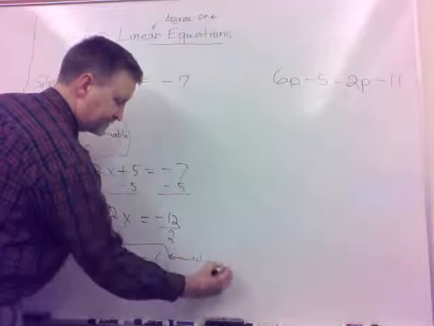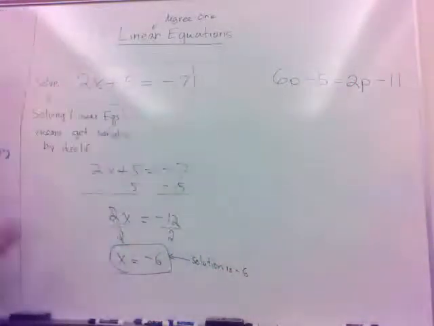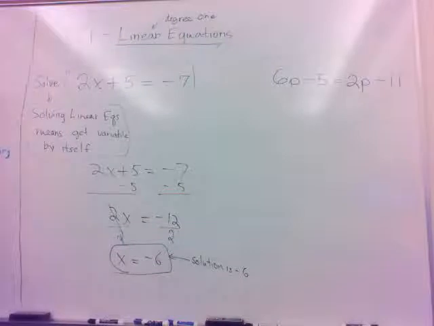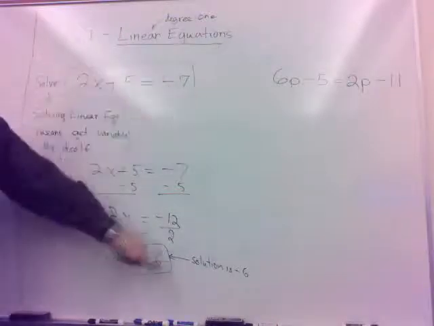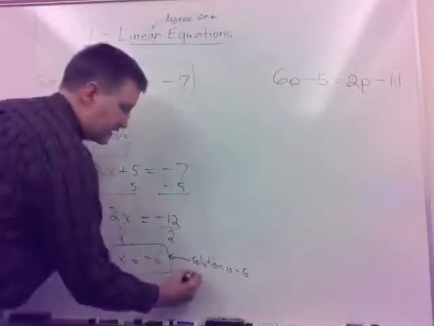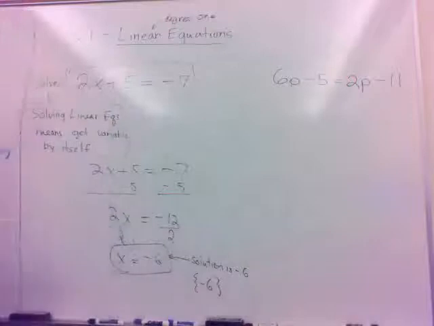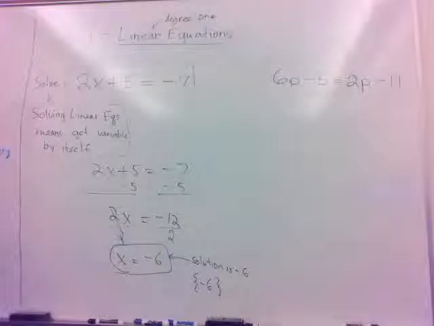Now what does that mean? Well, that means it's the solution to the original equation. What we've done is figure out what value of the variable works in this particular situation: 2x plus 5 equals negative 7. x has to be negative 6. So we say the solution is negative 6, x equals negative 6. There are lots of different ways we can say it. We can write it in set notation this way. Any way you go, that's the value that we need.